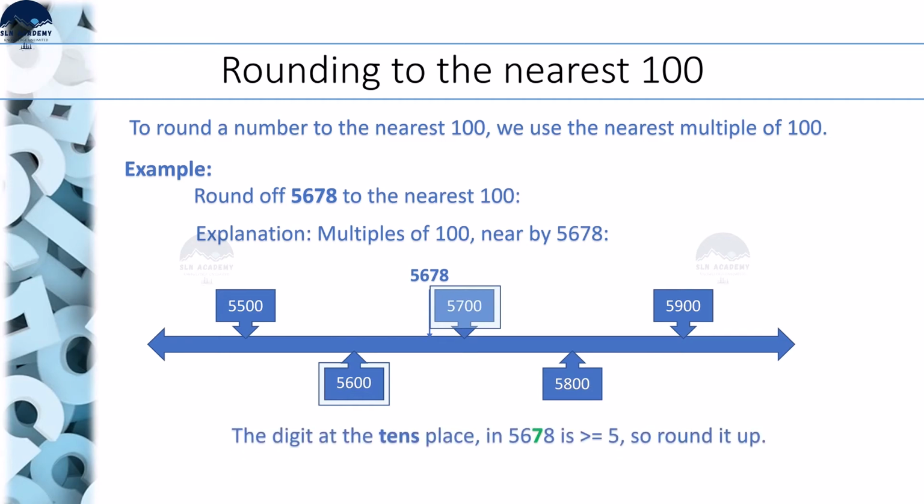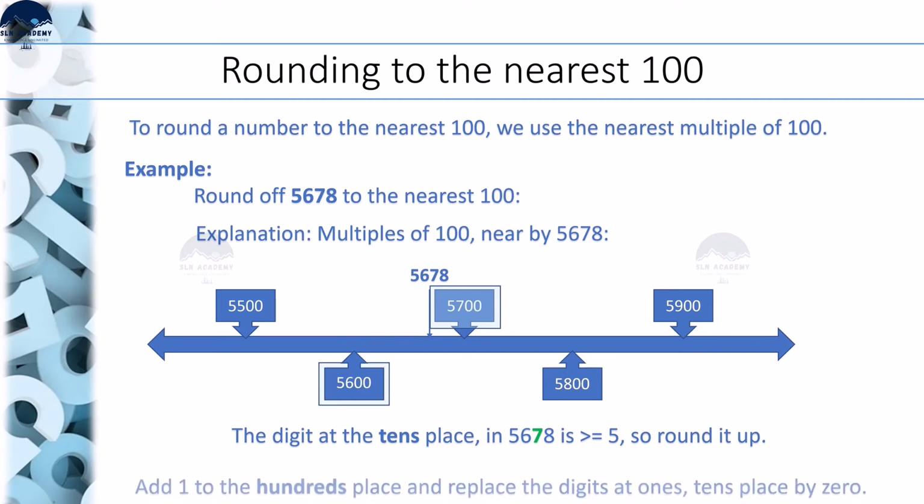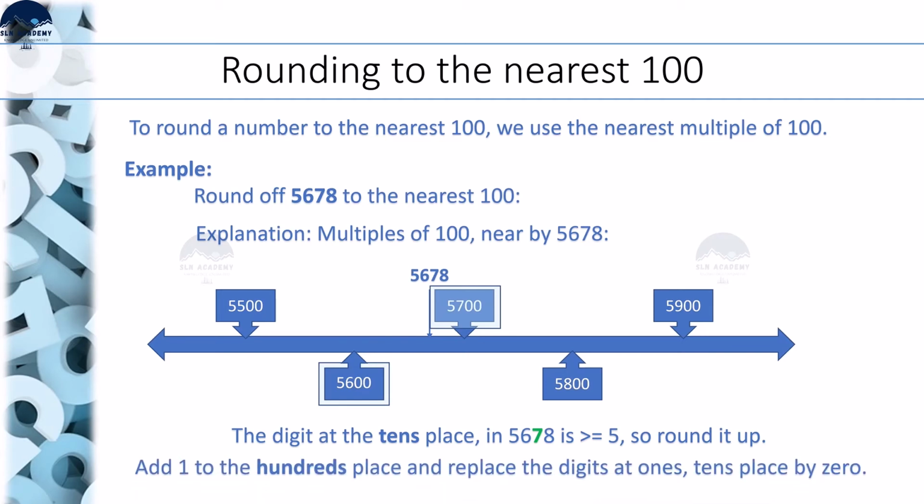The digit at the tens place in 5678 is 7, and it is greater than or equal to 5. So, round it up. Add 1 to the hundreds place and replace the digits at ones and tens place by 0. And the answer is 5700, and it is rounded up.